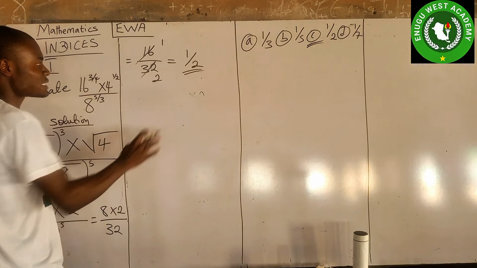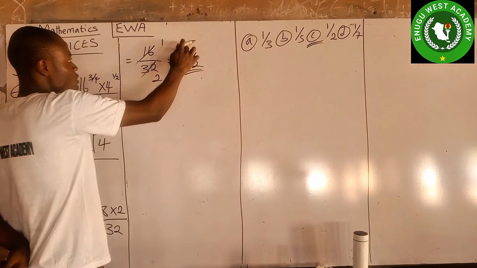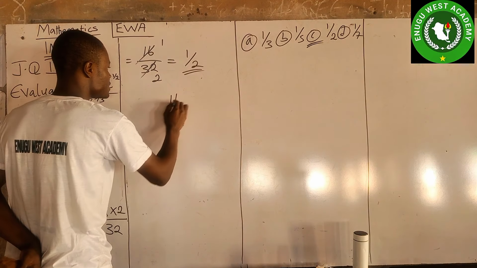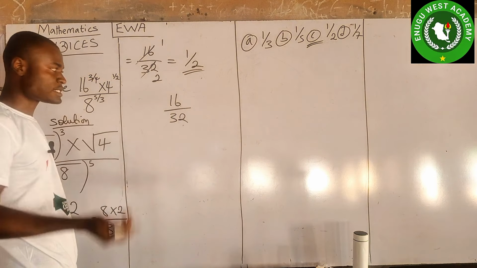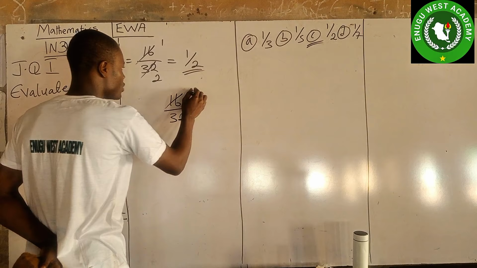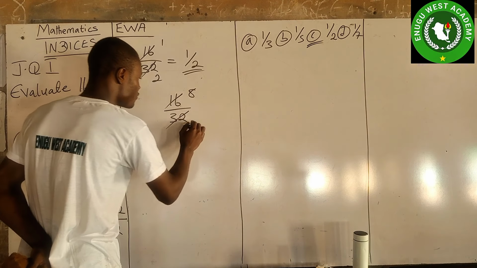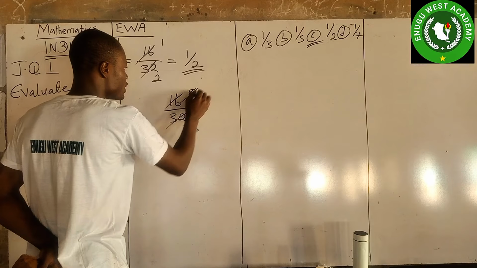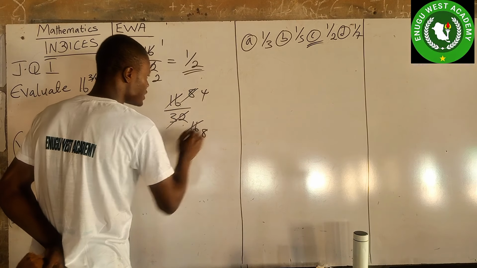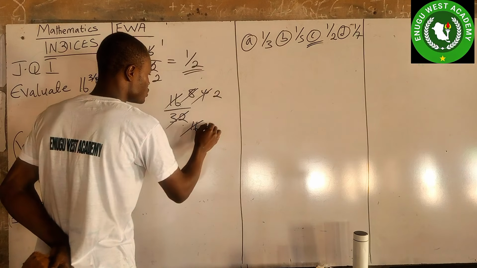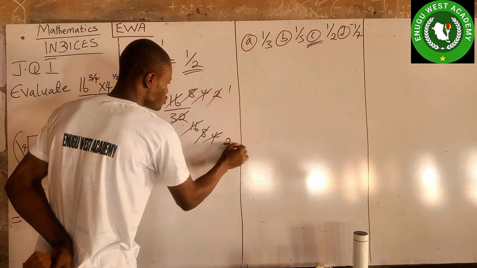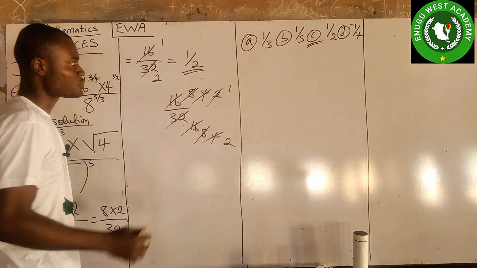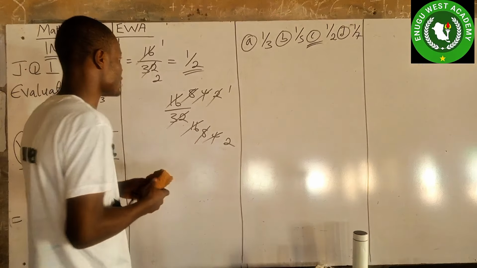Now, for those that will be confused on how we got 1 over 2, if you have 16 over 32, let's divide it to the lowest term. If 2 goes here, we have 8. 2 goes here, we have 16. If 2 goes here, we have 4. 2 goes here, we have 8. If 2 goes here, we have 2. 2 goes here, we have 4. If 2 goes here, we have 1. 2 goes here, we have 2. That is the lowest term. So the answer is 1 over 2.